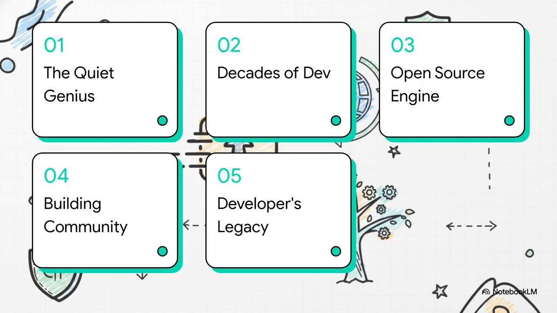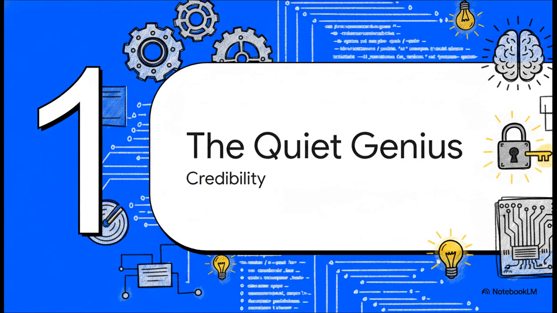Here is the game plan for our explainer today. We'll cover 1. The quiet genius, 2. Decades of development, 3. The open source engine, 4. Building the community, and finally, 5. A developer's legacy. Section 1. The quiet genius, establishing credibility.